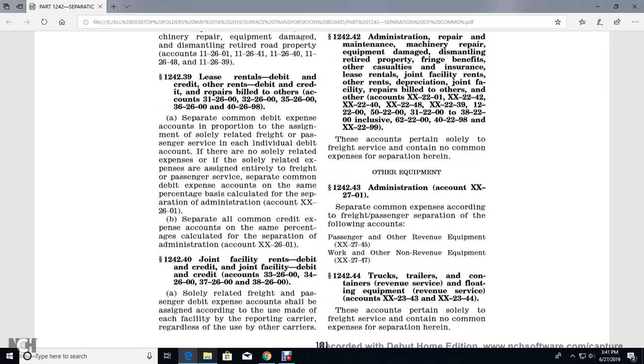Other equipment. 1242.43: Administrative account XX 2701. Separate common expense of the core and freight passenger separation of the following accounts: passenger, other revenue car equivalent 2745, and work, other non-revenue XX 2747.